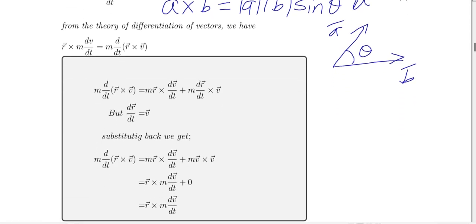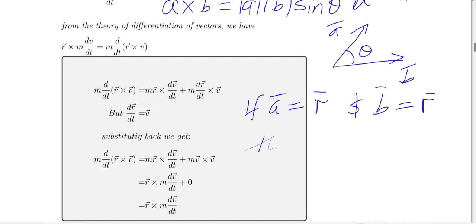So if we consider now a special case where a is equal to r and b is also equal to r, that is, a and b are the same, then these are two parallel vectors, so theta will be 0. Also, think of r and r: these are two parallel vectors, and so theta will be 0.